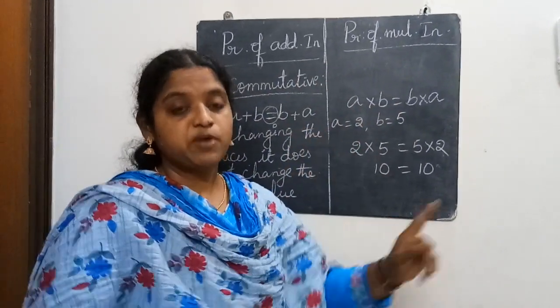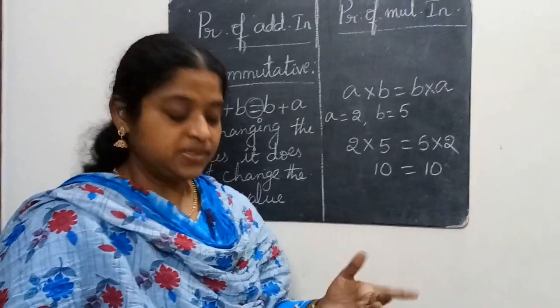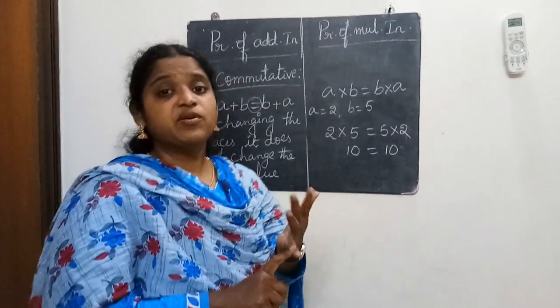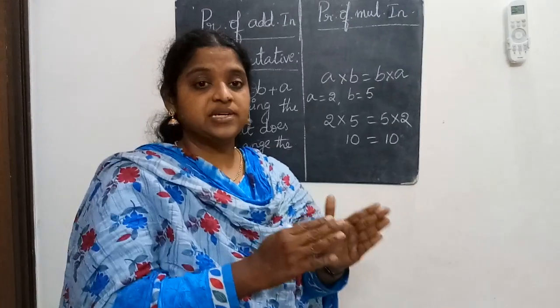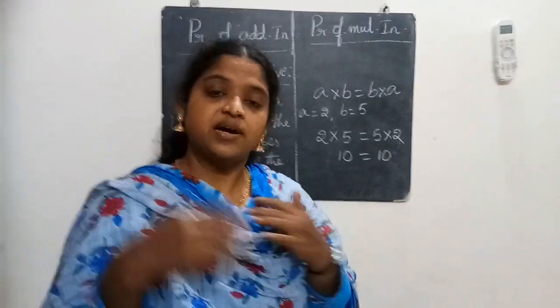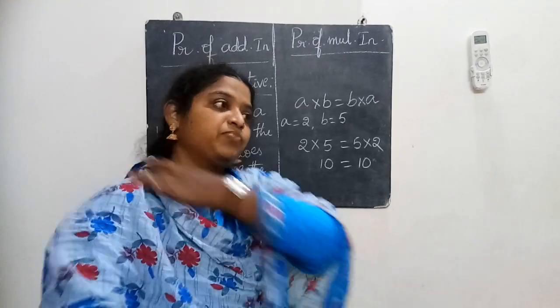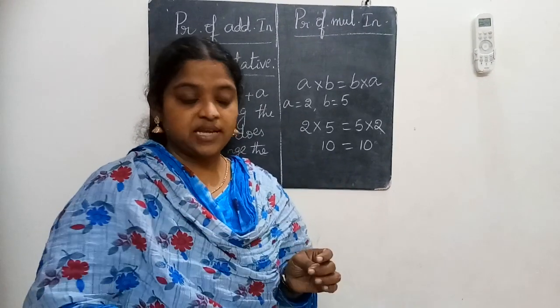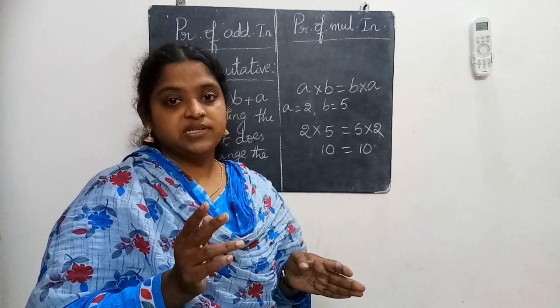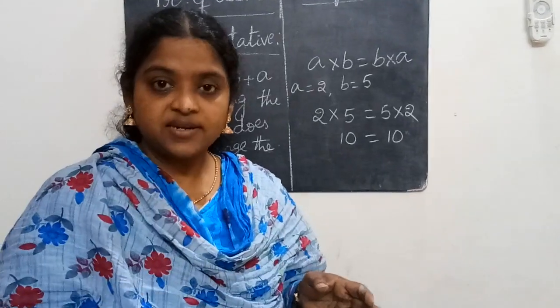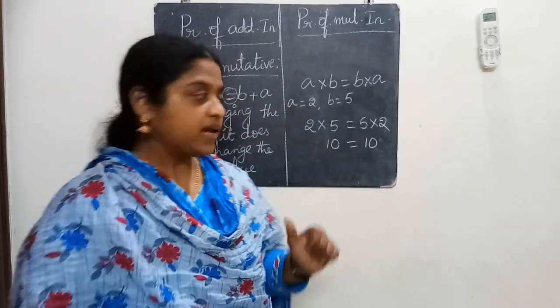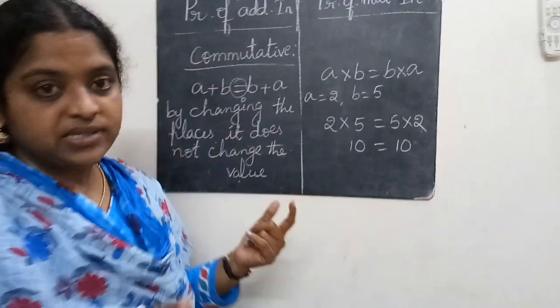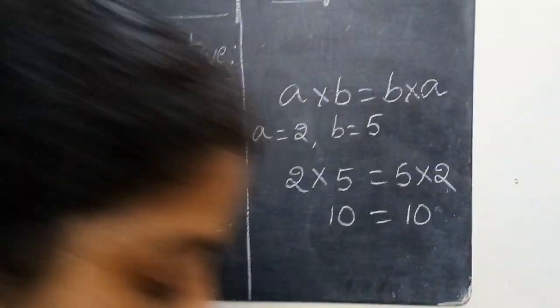So what is closure property, children? Closure property is a plus b is equal to c. So addition of two integers, again the result will be another integer. And what is closure property under multiplication? So a into b is equal to c. So the product of two integers, you will get another integer only. Okay, clear? By multiplying two integers, the product will be another integer.